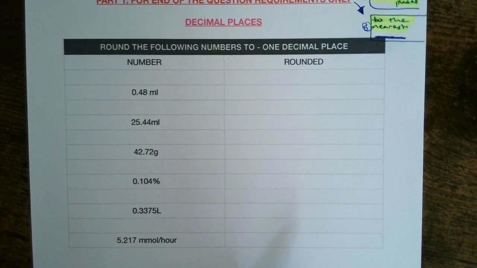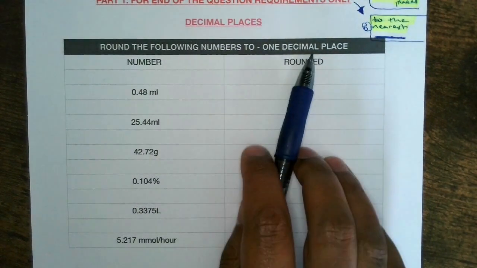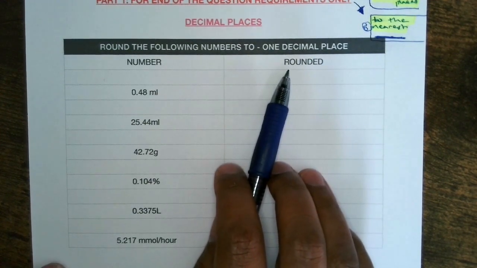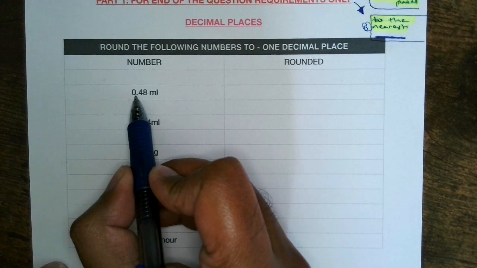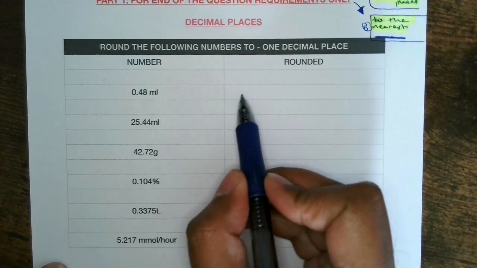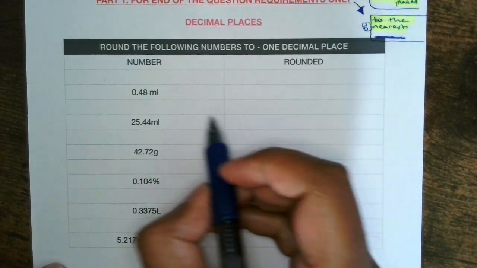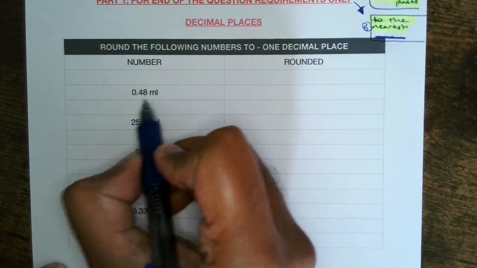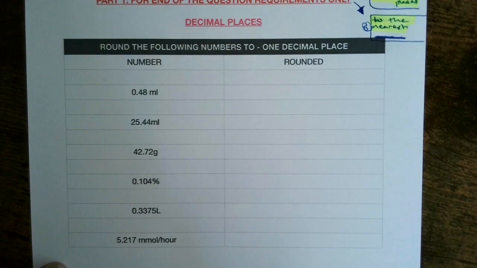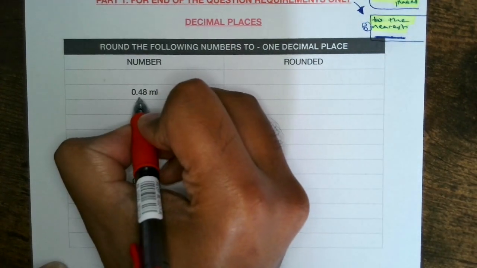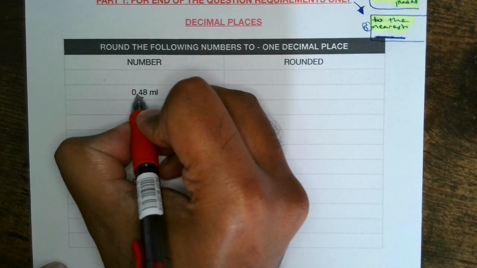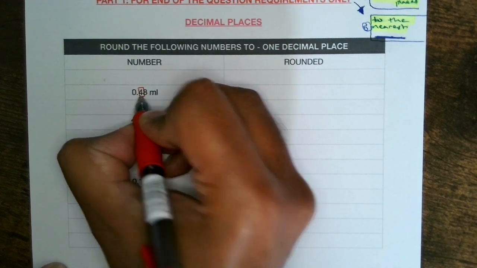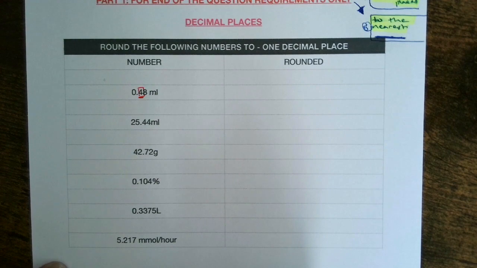So the one I'm going to start off with first is rounding to 1 decimal place. The first thing I want you to understand is where is the decimal place? Because in order for you to be able to understand how to round to a decimal place, you need to know where it is. So when it's referring to 1 decimal place, I'll just get a red pen. It's referring to the first place after the decimal. So that here is the first place after the decimal.